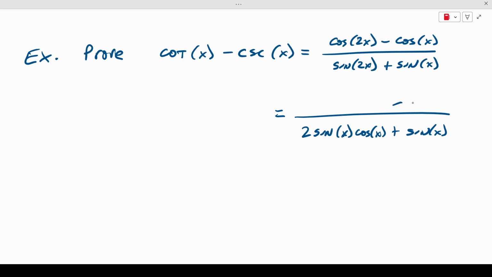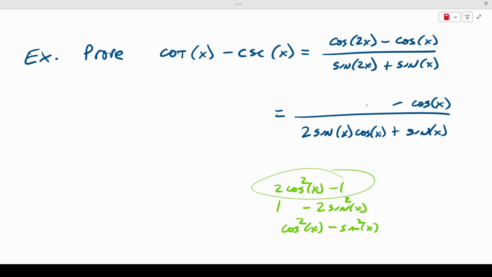And of course, I have 3 options. So let me mull them over here for a second. I could have 2 cosine x squared minus 1. I could have 1 minus 2 sine x squared. And I could have cos x squared minus sine x squared. Let me think through each one. What would happen? Well, with the first one, I would have a 1 hanging out. I would have only cosines.